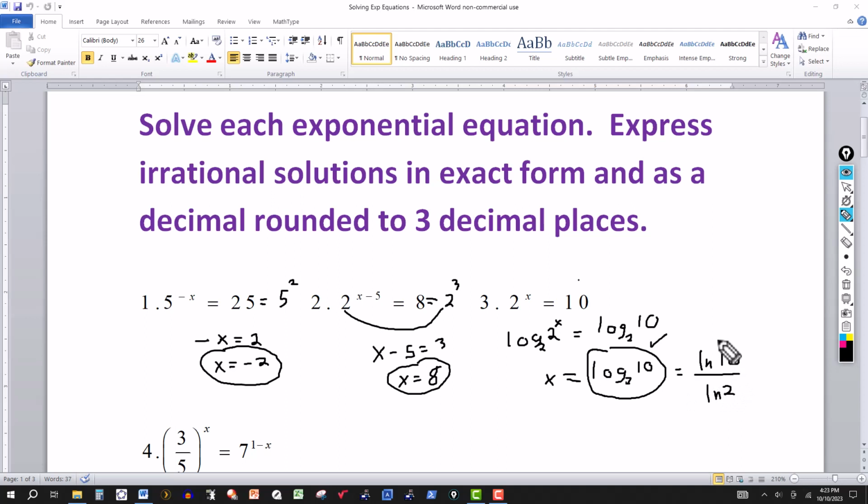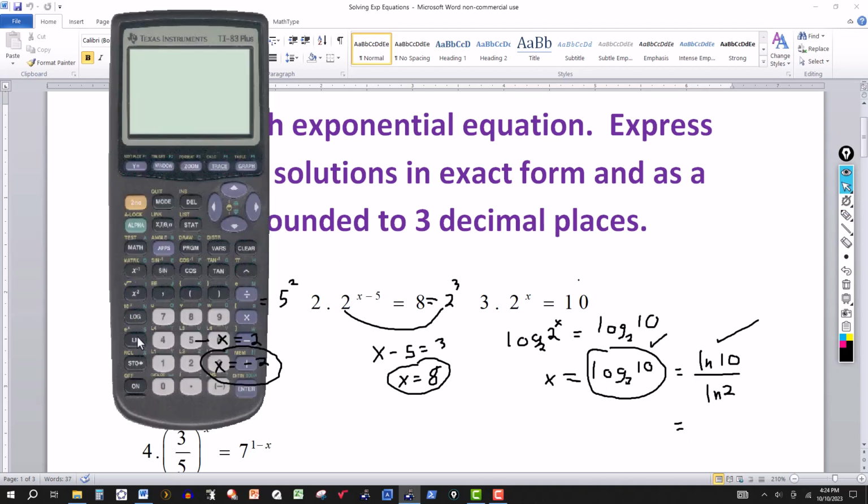Now I could also use this as my exact answer. I can avoid this and just take the natural log of 2 to the x and then natural log of 10 and solve it. But in this situation, I use my calculator then. So it will be natural log of 10 over the natural log of 2. And I get this right here, 3.3219, and run that out to 3 places at 3.322.